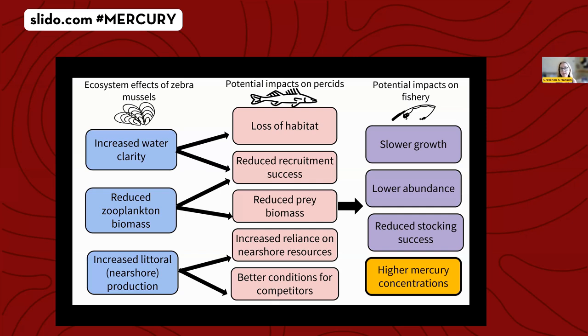So the way that humans are interacting with these species, we might see slower growth of fish if they have less habitat or less prey, lower abundance, potentially reduced stocking success if the habitat is not as good. And then what we're here to talk about today is potentially higher mercury concentrations.